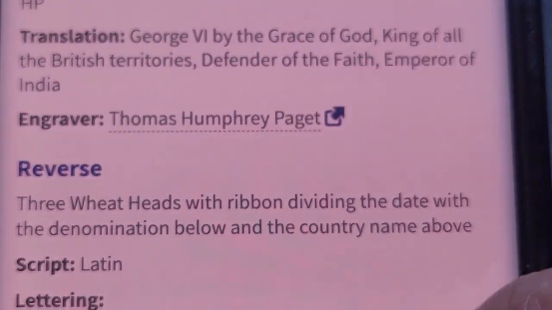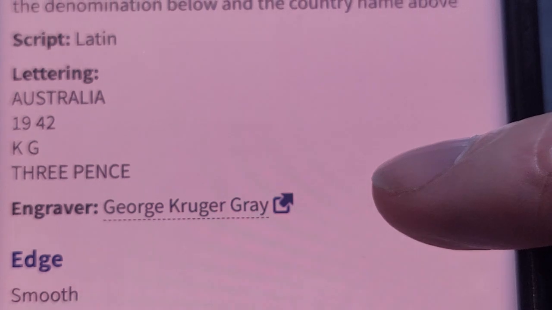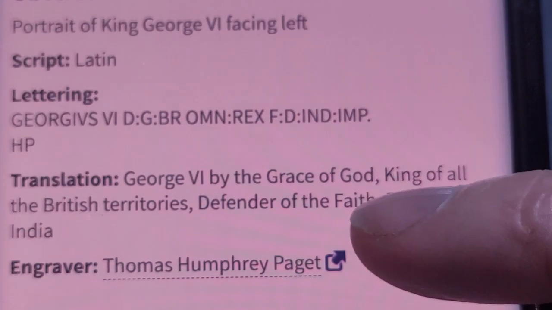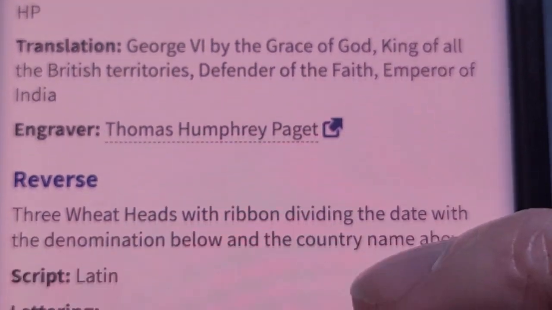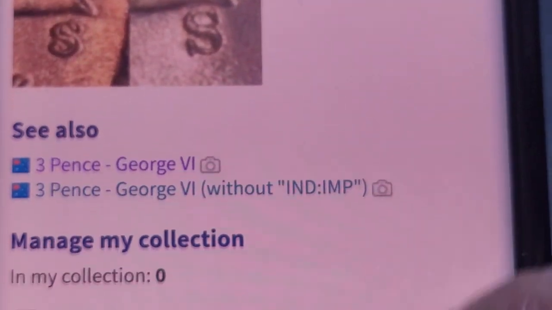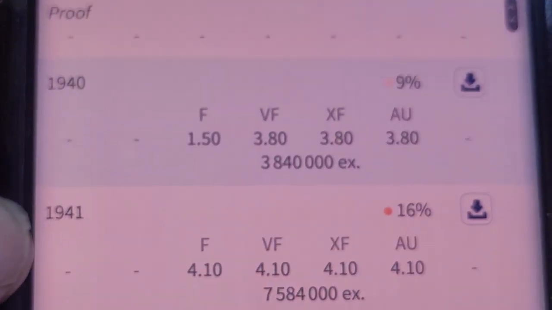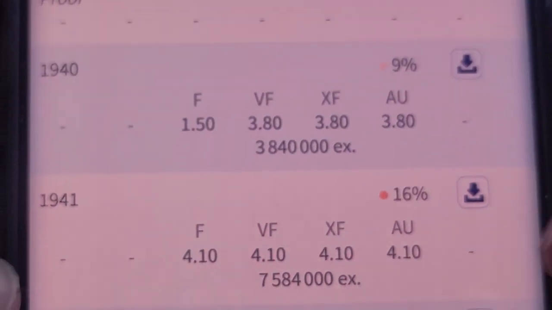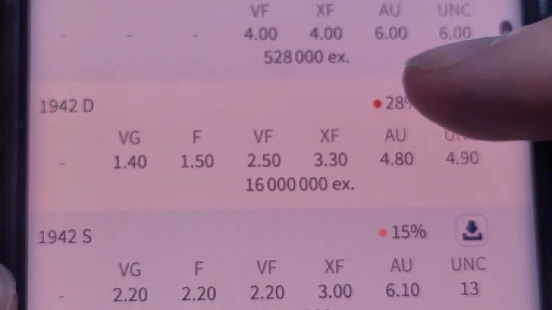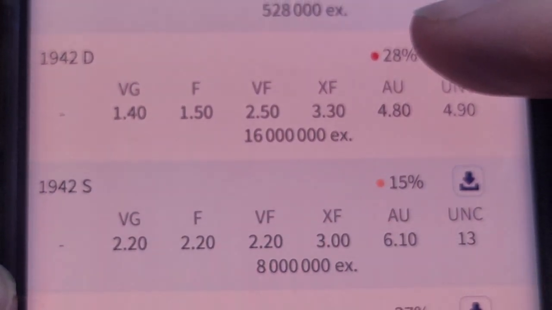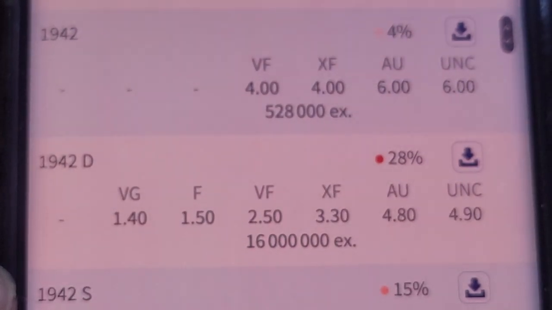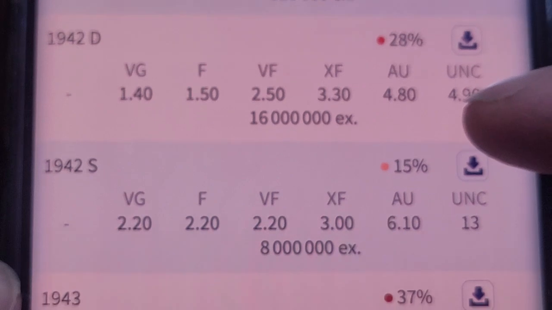Here we have the designer, Kruger Gray, who did the wheat design, and Thomas Paget, who did the effigy of George VI. If we look at the mintages, 1940 and 41 are pretty low. 1942 had about 24.5 million coins minted. That's actually quite a lot for a population of 7.5 million, and it's because a lot of the US troops actually started to arrive.